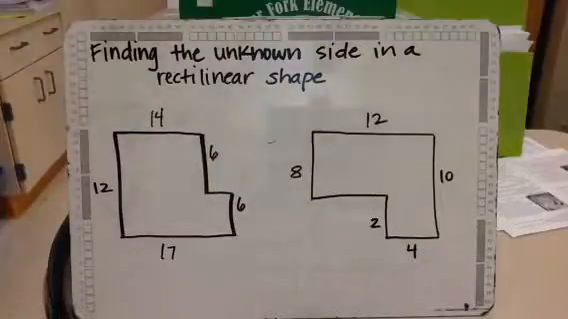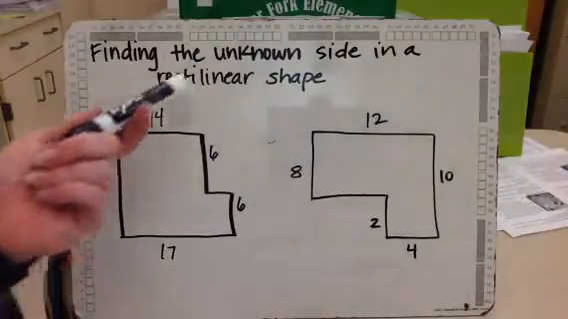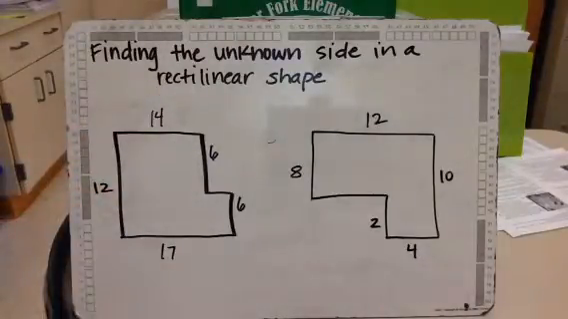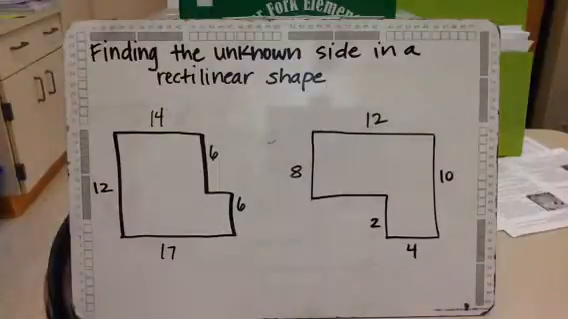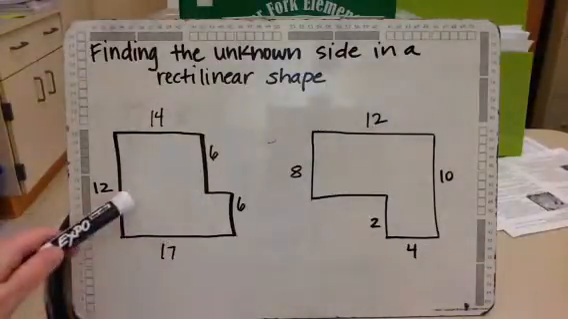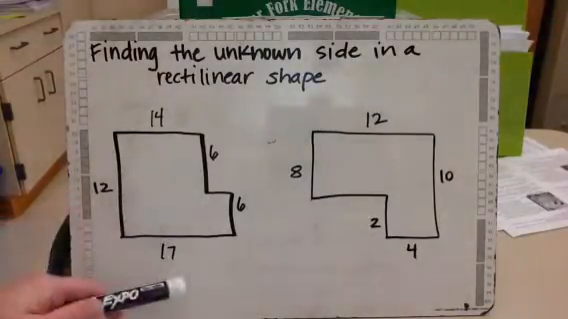In this video, I'm going to be modeling for you a few strategies that third graders can use to find the unknown side in a rectilinear shape. It's important to have all of your sides because you're definitely going to use them when you add all of them up for perimeter, and then you might need those sides if you are breaking it up to find the inside areas.